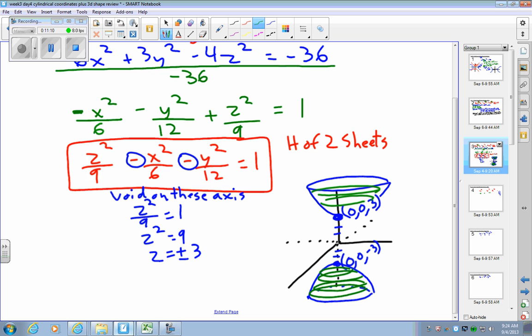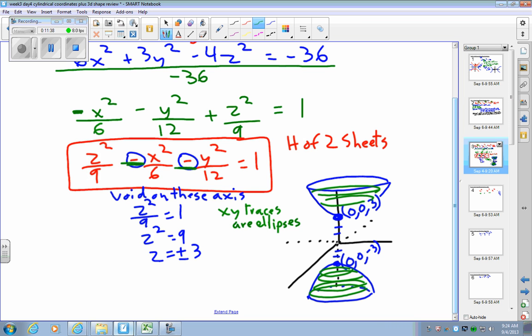Okay, so all of those traces are ellipses. So the xy traces are ellipses. You can look at that because both of the signs of the x's and y's are the same. So I'm going to show you how to get one of those specific ellipses.